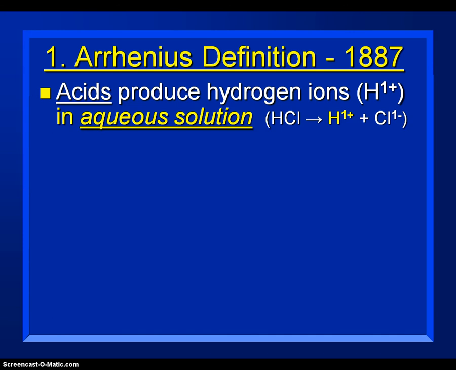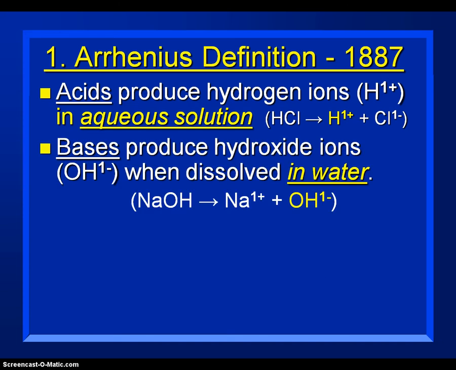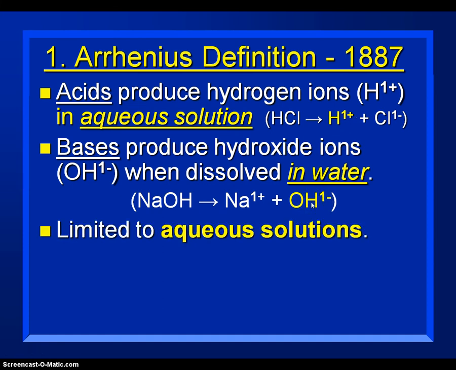So the first definition was the Arrhenius definition in 1887, and he said that acids produce hydrogen ions in water, and that bases produce hydroxide ions when in water. So if we added hydrochloric acid to H2O, it would ionize and separate into hydrogen ions and chloride ions. If we added sodium hydroxide, we would separate into sodium ions and hydroxide ions. So the formation of these ions was what defined an acid or a base.